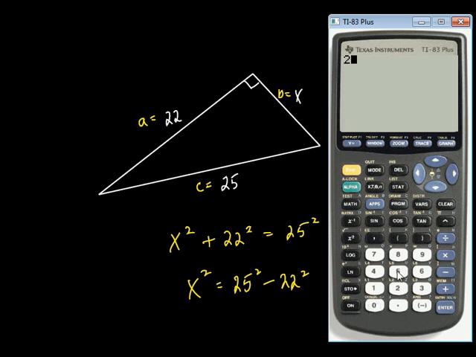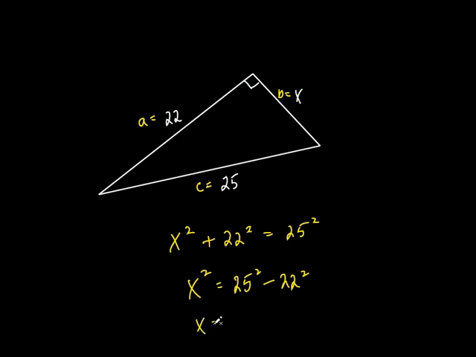All right? And then now we just stick it in our calculator. So it's 25 squared minus 22 squared. All right, and I'll put equals, so it's 141, and then you just take the square root. Oh, actually, I don't want to take the square root of that because it's going to come out to a decimal, and I want you to write it as a simplified answer. Okay, so let's write it like this. So x equals the square root of 141, right?